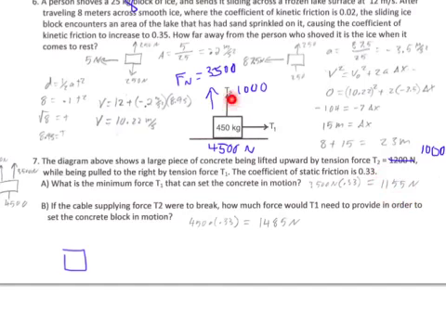Now, what if the tension force was 4,500 newtons? In which case, I would have a normal force of 0, and there would be no friction force to overcome.